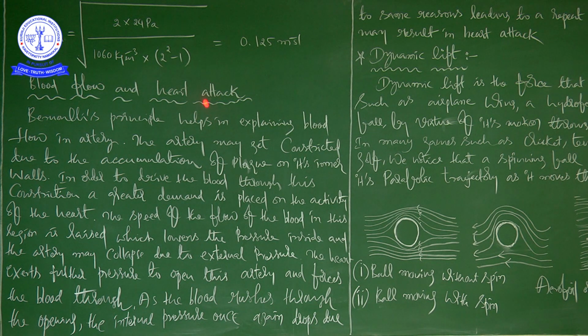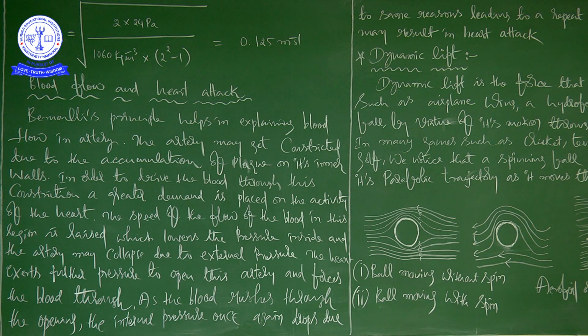Bernoulli's principle helps in explaining blood flow in an artery. The artery may get constricted due to the accumulation of plaque on its inner walls. In order to drive the blood through this constriction, a greater demand is placed on the activity of the heart. The speed of the flow of the blood in this region is raised, which lowers the pressure inside, and the artery may collapse due to the external pressure. See here, I'll repeat once again.